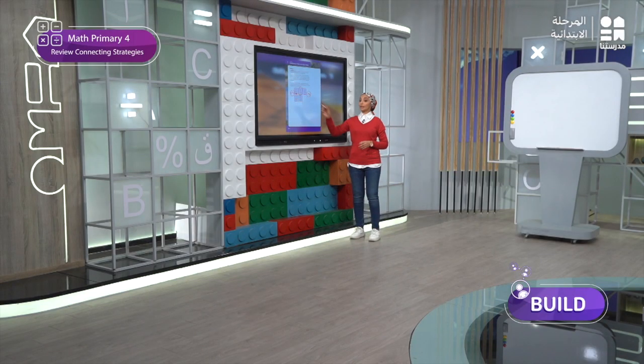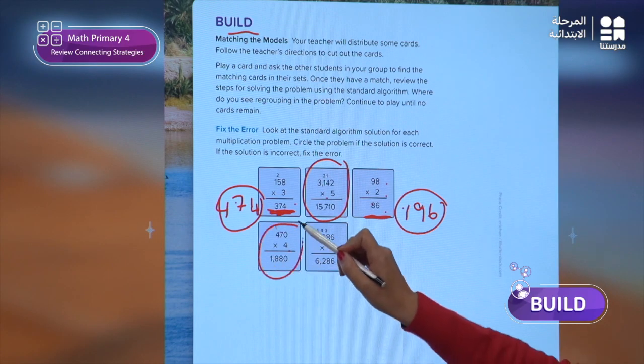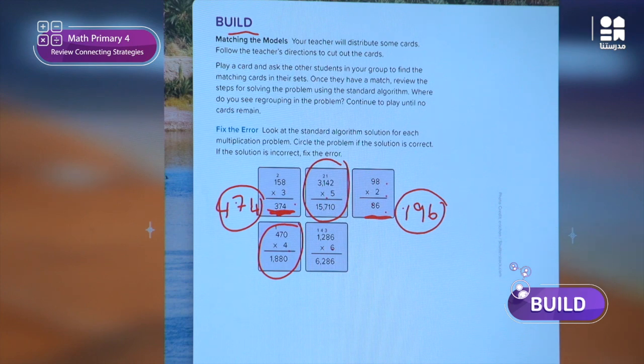Now let's see what they told me in problem number 4. In problem number 4 the solution is correct. It's right. They all told me that problem number 4 is right. So we will circle it as you see here.